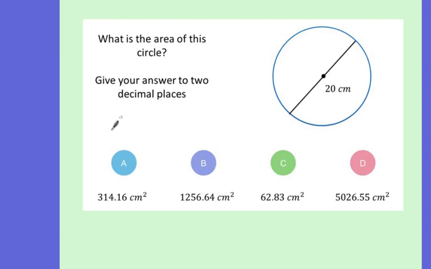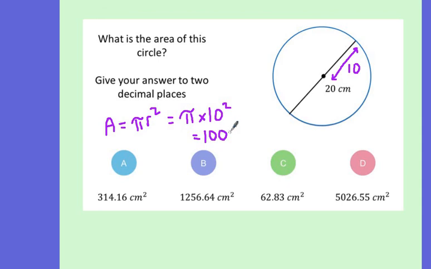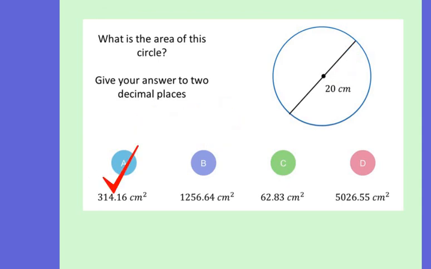Right, let's go through it. My area is equal to pi r squared. This time I've been given my diameter, so my radius is just half of that, which is 10. So my area is going to be pi times 10 squared, which gives me 100 pi. And if I type that into my calculator, the correct answer is A, 314.16.